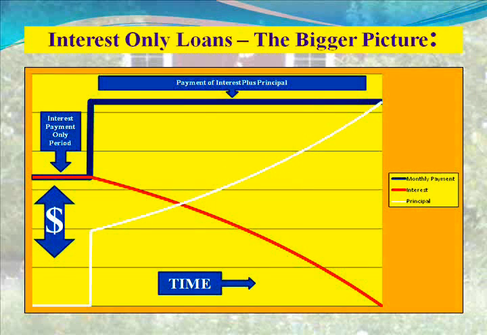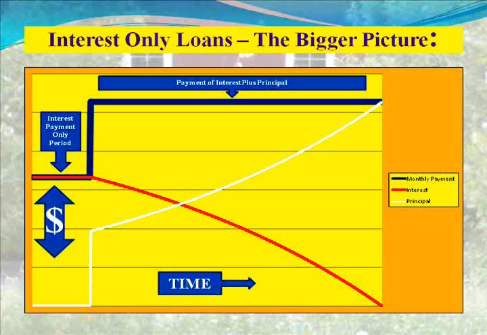Interest-only loans, the bigger picture. Below is a graph representing our example, where the blue line represents the monthly payment, showing how there's that interest payment only period at first where you're only paying interest, and then it shoots up to including interest plus the principal, and then that is the payment for the remainder of the loan from years 6 through 30.